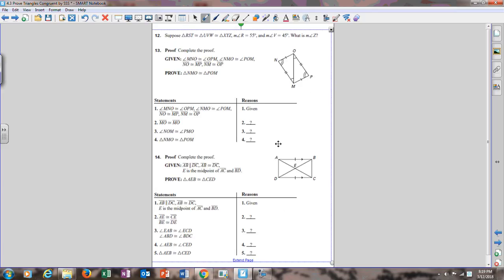Number 12. Suppose triangle RST is congruent to triangle UVW is congruent to triangle XYZ. The measure of angle R is 55. So the first one's 55. The second one's 45. Then what would be the measure of angle Z? So it would be 180 minus 55 minus 45. 55 and 45 add up to 100, so your last angle would be 80 degrees.